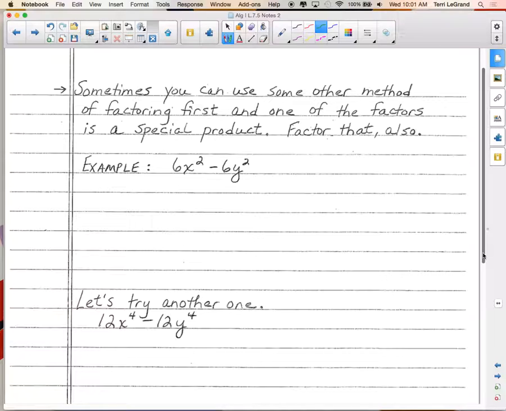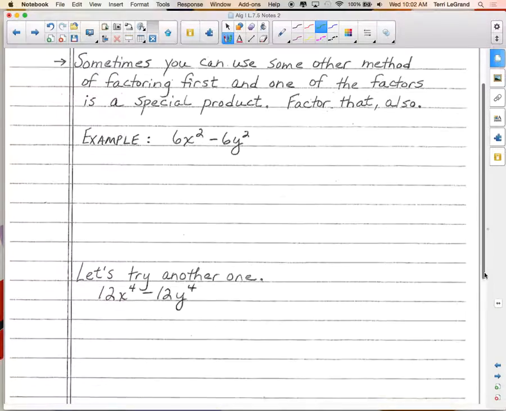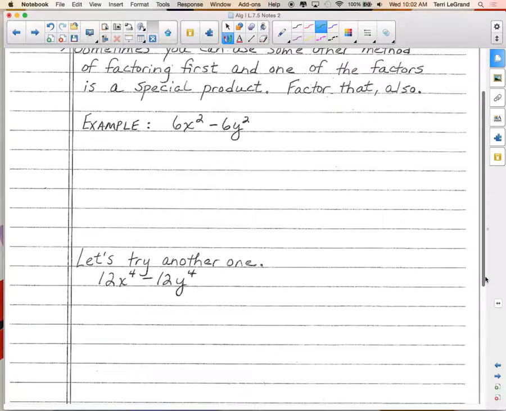Sometimes you can use some other method of factoring first, and one of the factors is a special product, and then you'll factor that also. That happened in number 50. First thing I want you to look at is 6x squared minus 6y squared. First of all, it has subtraction and it's a binomial, so it is possible.